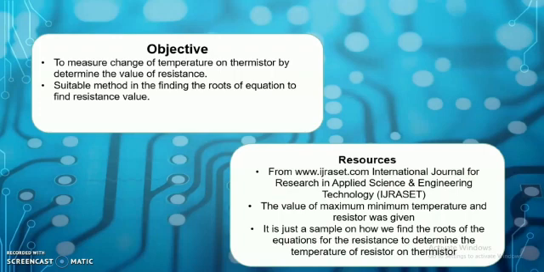And the resource, our journal, we get from ijraset.com, International Journal for Research in Applied Science and Engineering Technology. Second, the journal already gives the maximum and minimum temperature, and the resistance was given. Then third, last, it is just a sample on how to define a root equation of the resistance to determine the temperature of the resistor on the thermistor.